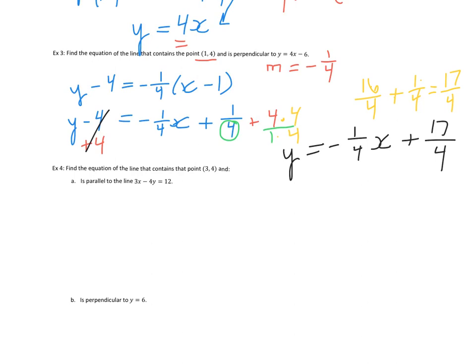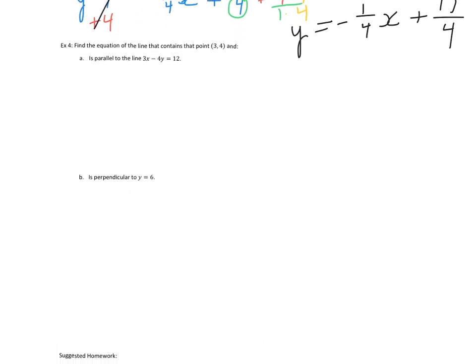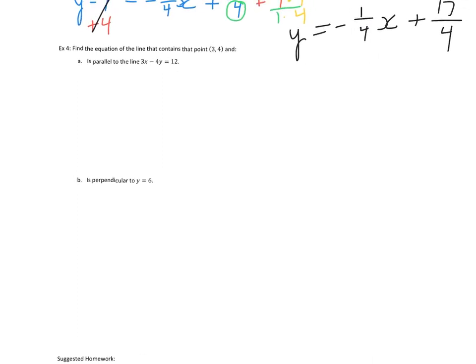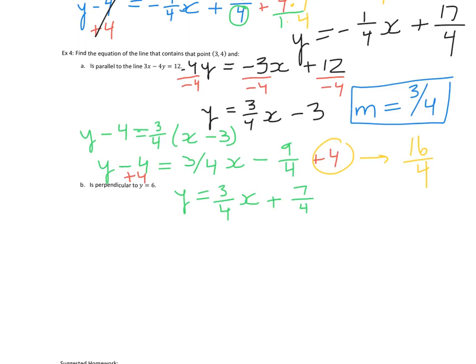We have some equations for you guys to do on your own in example 4. We have a point, 3, 4, just as before in that previous example. And we're going to do a line that's parallel to this line and one that is perpendicular to that line. All right, so let's see how you guys did.